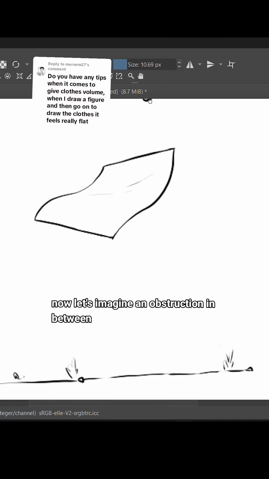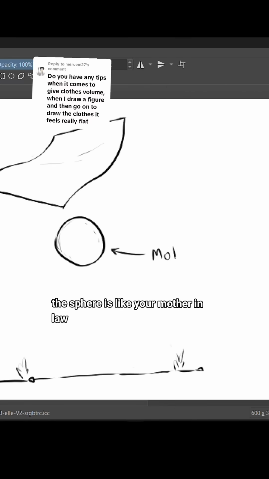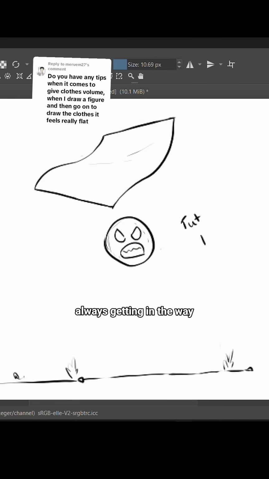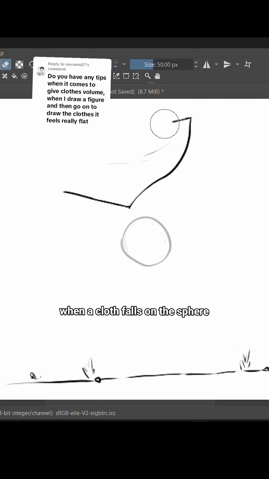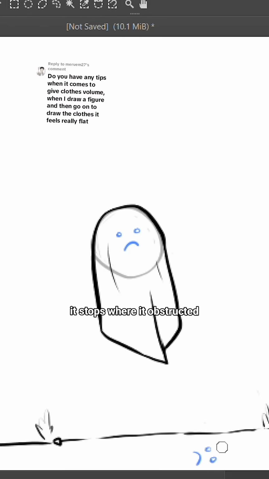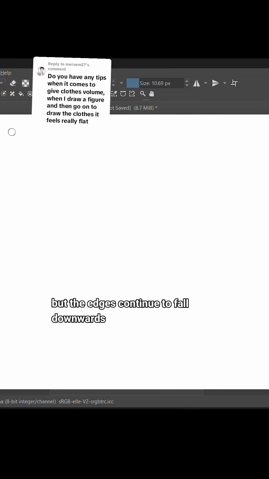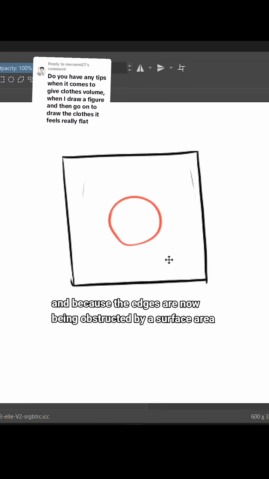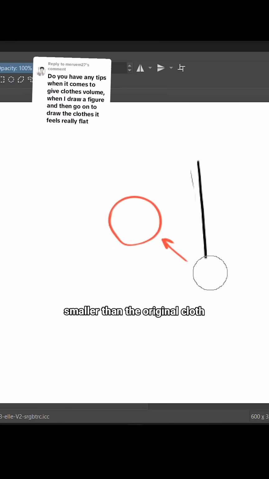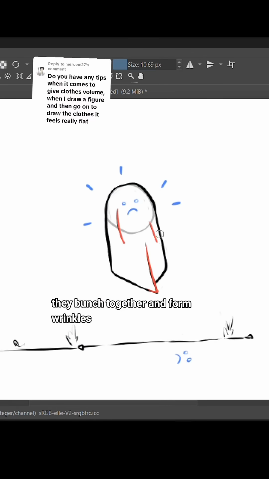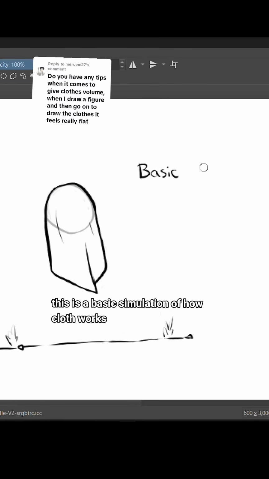Now, let's imagine an obstruction in between. The sphere is like your mother-in-law, always getting in the way. Tut tut. When a cloth falls on the sphere, it stops where it obstructed, but the edges continue to fall downwards. And because the edges are now being obstructed by a surface area smaller than the original cloth, they bunch together and form wrinkles. This is a basic simulation of how cloth works.